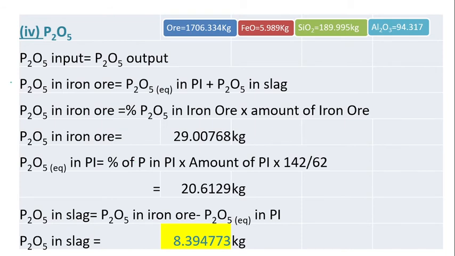Then P2O5. What is P2O5? P2O5 is one impurity which should join the slag, but there is some amount of phosphorus, that is 0.9%, which is very high, in the metal phase. So the source is iron ore. Iron ore is the source of P2O5. So what comes from the iron ore will go into the metallic phase as well as in the slag phase. So we can calculate as before. So it will give rise to 8.394 kg of P2O5 in the slag phase.